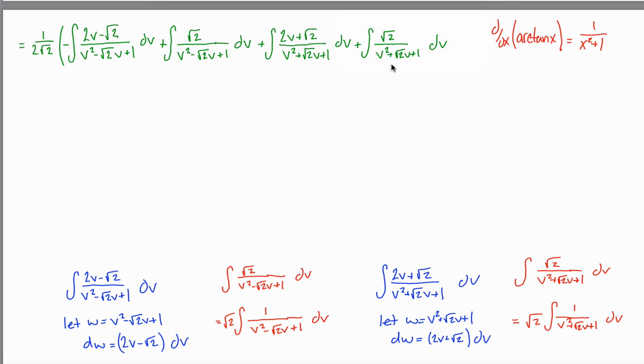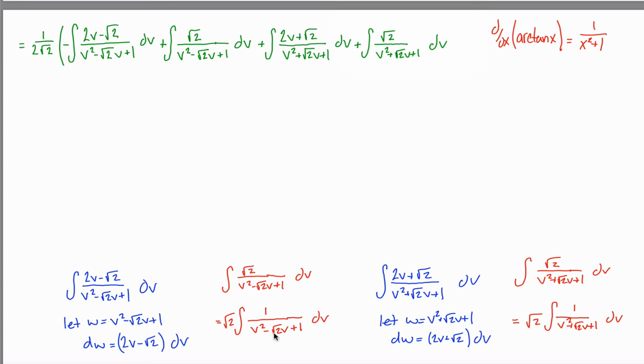And for this second and fourth integral, the trick is to recognize that what you have here looks a little bit like the derivative of arctangent of x, which is 1 over x squared plus 1. So if I could just make this 1 over x squared plus 1, I'd be in really good shape. You can almost see it, the root 2, I could pull that out in front, and then I would be left with 1 over v squared, kind of like x squared, plus 1. And then over here, I pull out the root 2, and I'm left with 1 over v squared plus 1. I'm in really good shape.